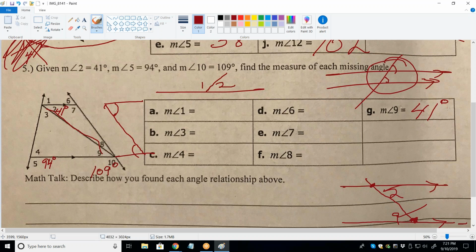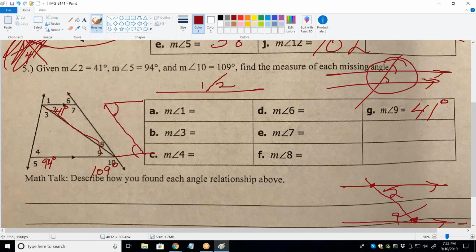Think for a moment. Angle 4 is equal to which other angle in the picture? 10? Right? First of all, let's look at 4. We can't do 1 and 3 yet. We can certainly do 4, because we have 5 down there. So what's 4? 4 would be 109, right? Because 4 and 10 are... No, forget 10. Look at 4 and 5.